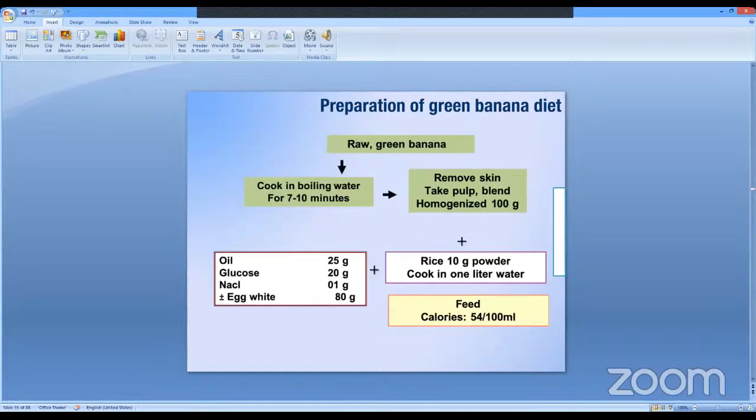So how is it prepared? We have to take one raw green banana, cook in boiling water for 7 to 10 minutes, then remove the skin, take the pulp, blend and homogenize 100 gram. Along with this, you take rice 10 gram powder cooked in 1 liter of water, and add oil, glucose, salt, plus minus egg white. And this will give 54 calories per 100 ml. This is very much helpful. It can be prepared very easily and very cheap also, and can be used in rural setting to control persistent diarrhea.